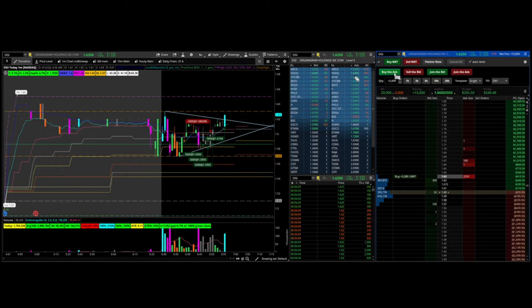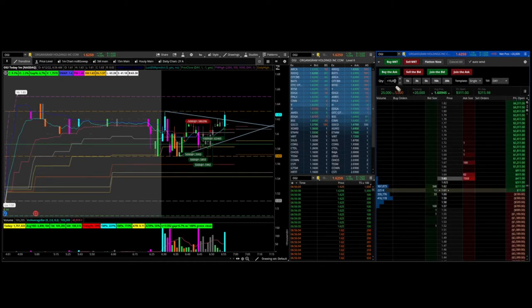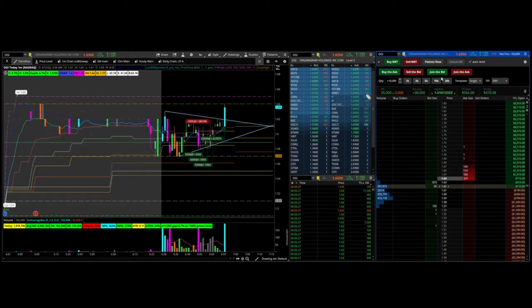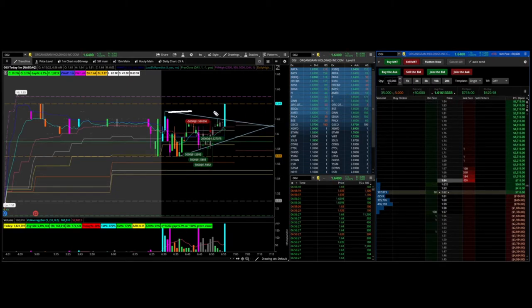So there's the 162 break. I added 10,000 more shares. I'm at 20,000 shares, and I'm going to add another 10,000 shares on this high of day break of 163. So now I have 30,000 shares there, and it broke high of day.